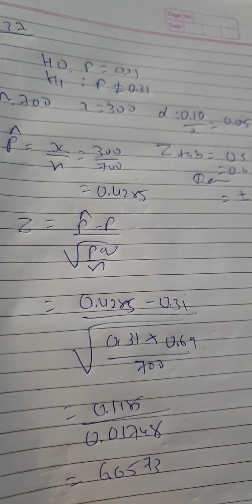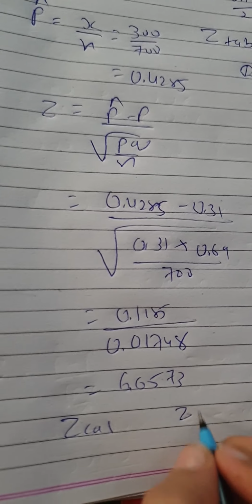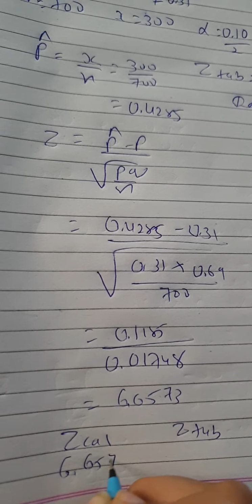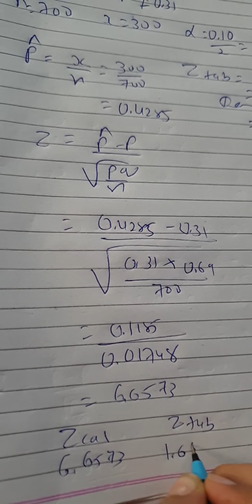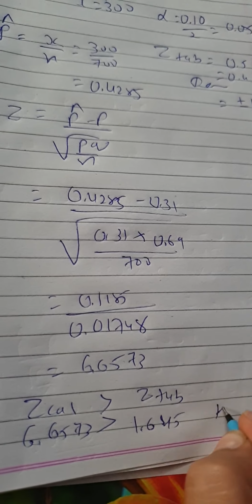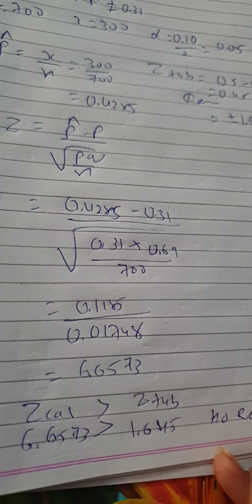So your answer will be 6.6573. So z calculated value and z table value. Calculated value is 6.6573, table value 1.645. So calculated value is more, so you have to reject. H0 will be rejected.